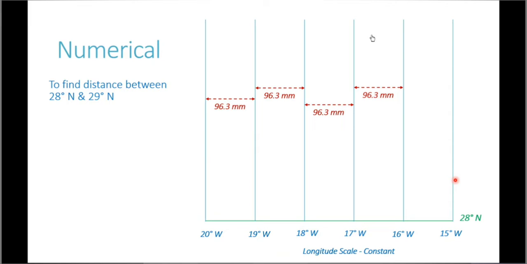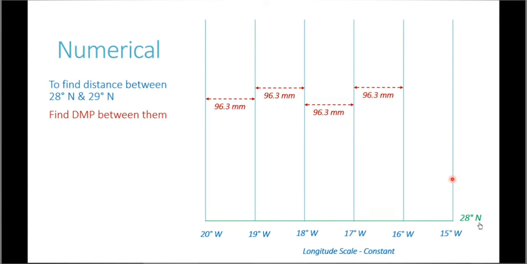Let's do it now. We need to know this in millimeters. So how can we obtain this? I am aware of what is the length of 1 minute of longitude. I have already calculated it. The length of 1 minute of longitude is known to me. Now, how to find out the length between 28 degrees parallel and 29 degrees parallel? We have a relationship.